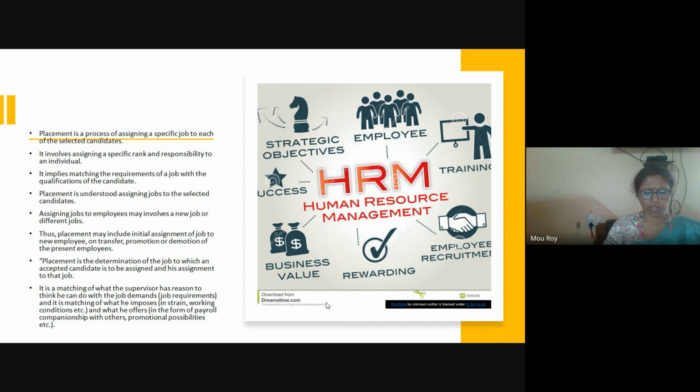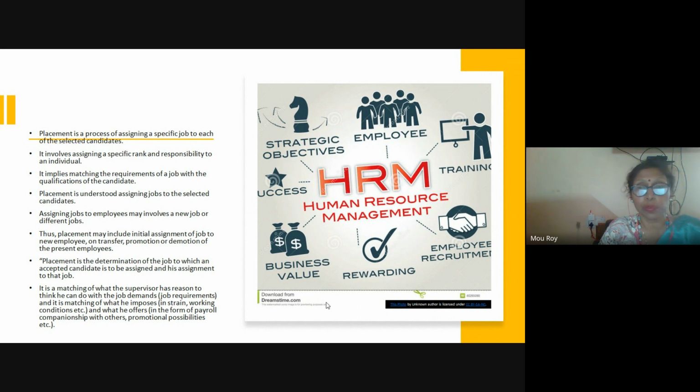Now we are talking about induction as well as placement. Basically, after the selection process, the next step is induction and placement. First we have recruitment, followed by selection. There are so many stages, then after the selection you have the induction and placement, which is very important. Now, what do you mean by induction?